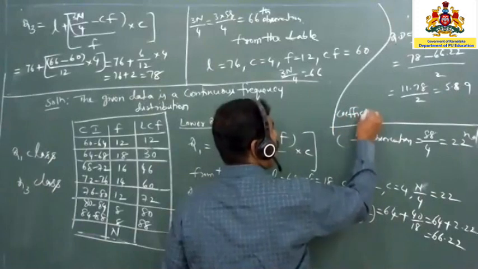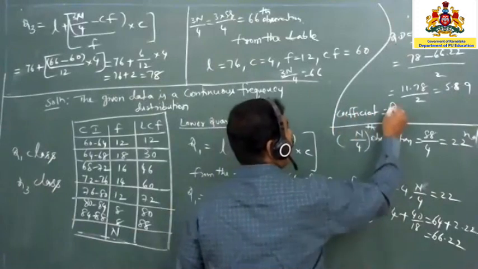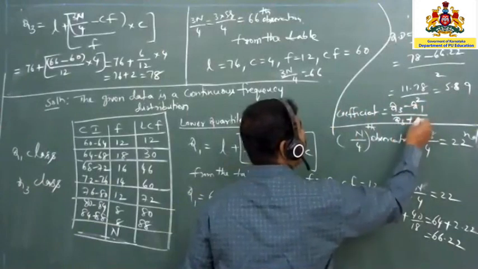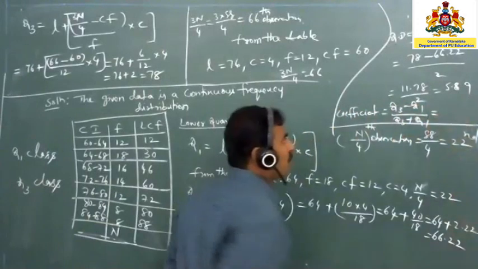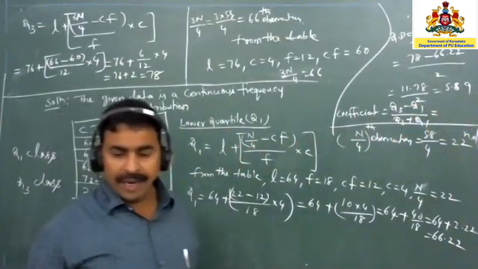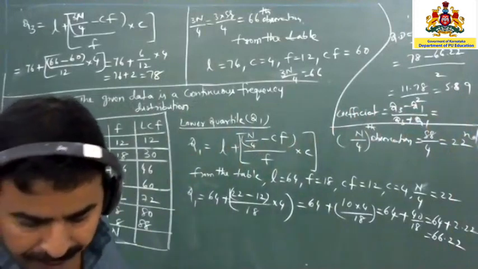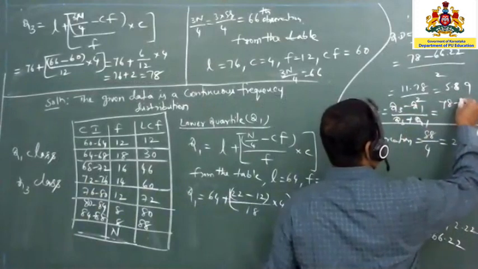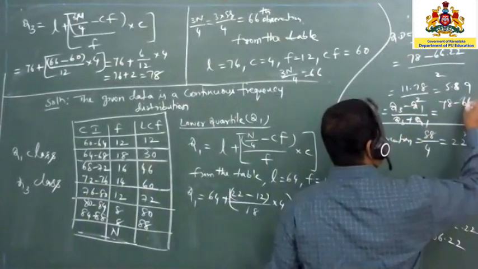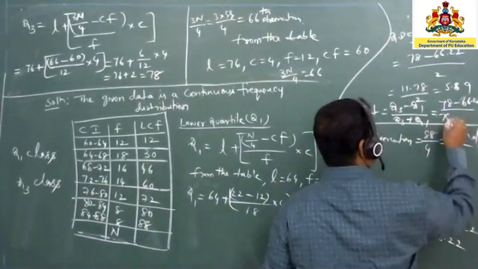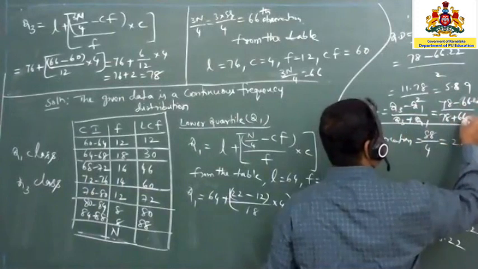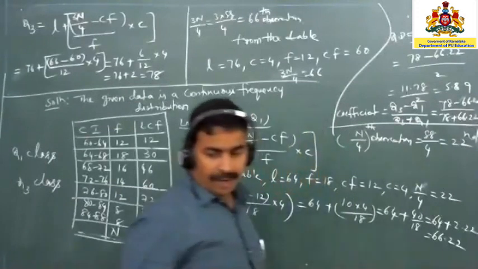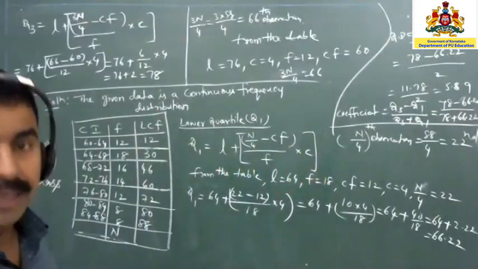The coefficient is (Q3 minus Q1) by (Q3 plus Q1). You substitute the values and you will get the answer as (78 minus 66.22) by (78 plus 66.22). Simplify, you will get the answer. The answer will be 0.0816.